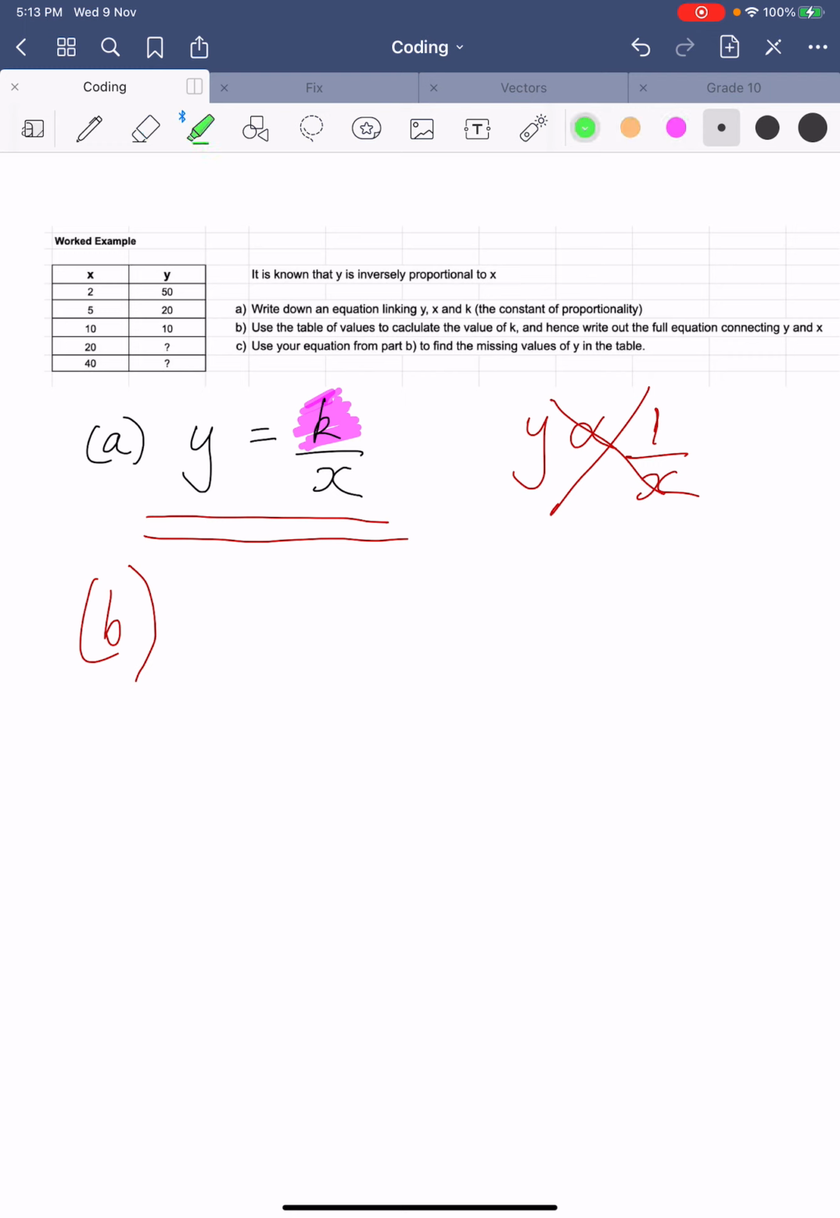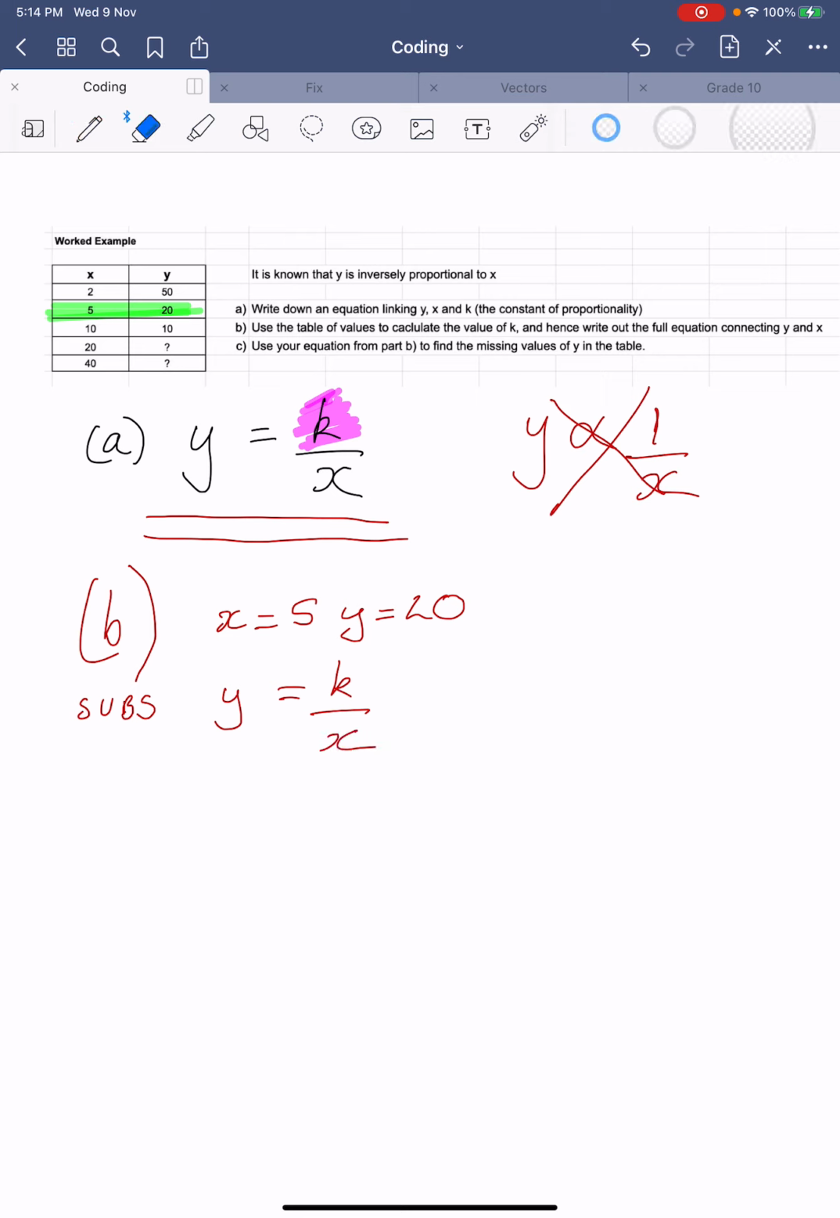First of all, let me choose x is 5 and y is 20. So down here, I'm going to put if x equals 5 and y is 20, let's go ahead and substitute into the equation. Substitution literally means to replace. So we're going to replace the x here with the 5, and we are going to replace the y with 20. And we have to solve that for k.